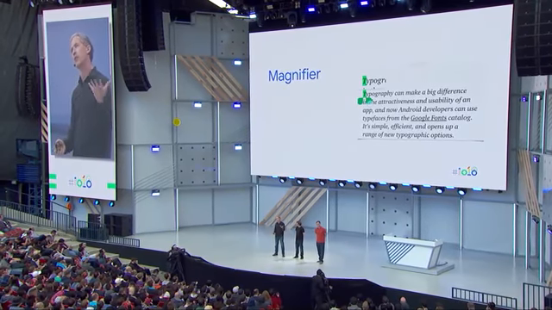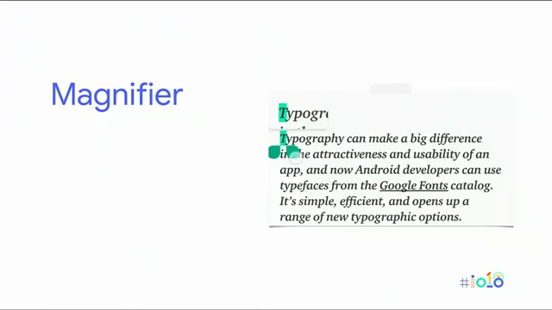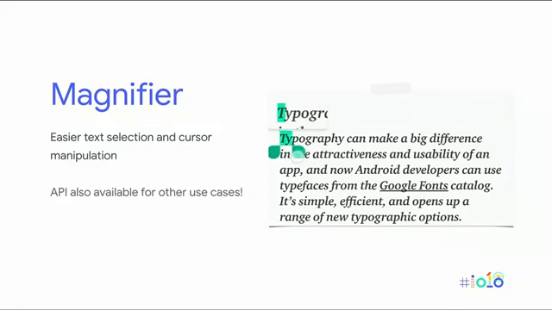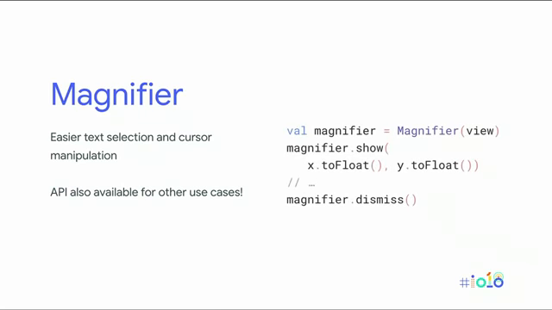Magnifier is something that if you're using the preview releases, you might see if you select some text, it pops up this little bar above it and makes it easier to manipulate the cursor. That's really great for text, but the other cool thing about it is that it's also available for your applications for any other use case. So there's an API that allows you to pop up this magnifier for whatever happens to be in your view.